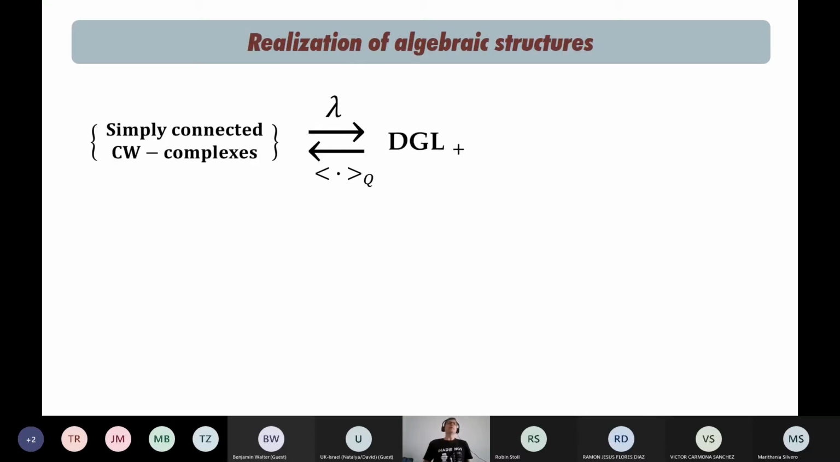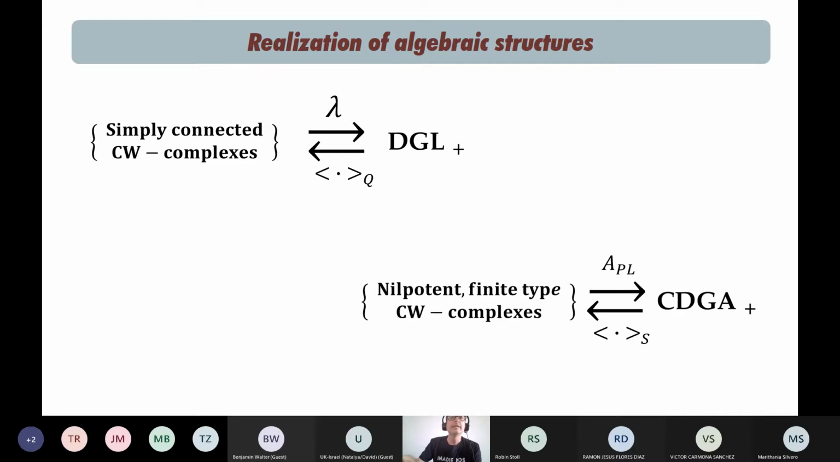So we have two pairs of functors, one due to Quillen and the other due to Sullivan, but there are also some differences between these two approaches. First, the topological categories are different. In the case of Quillen, the spaces are simply connected, but they are not finite type. Finite type is not a hypothesis here.